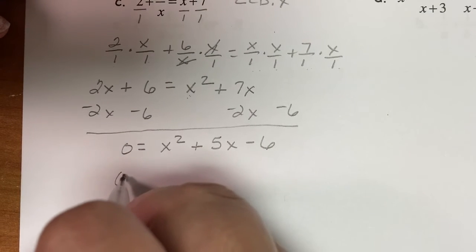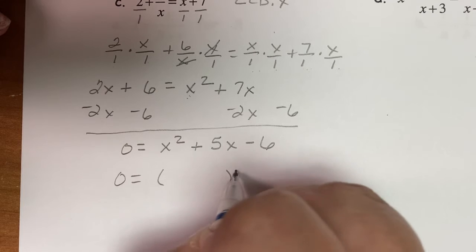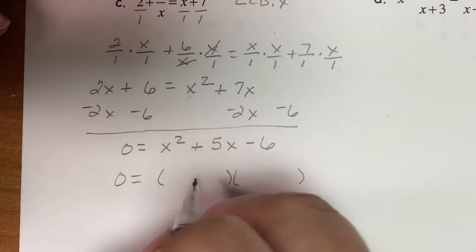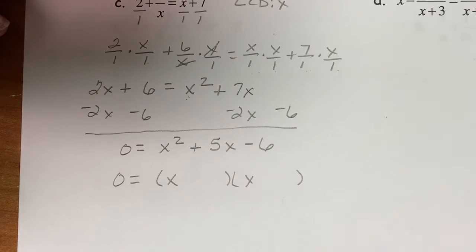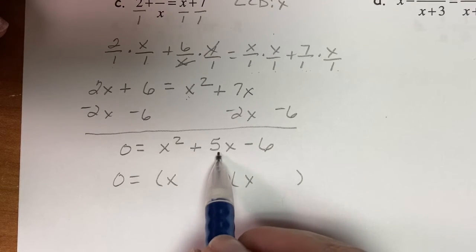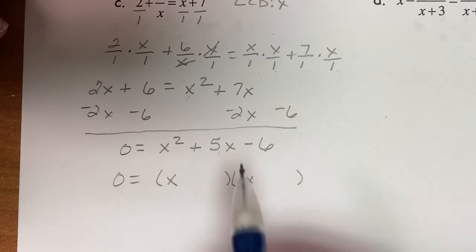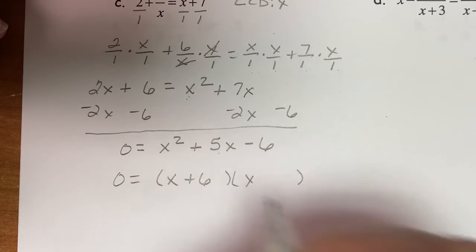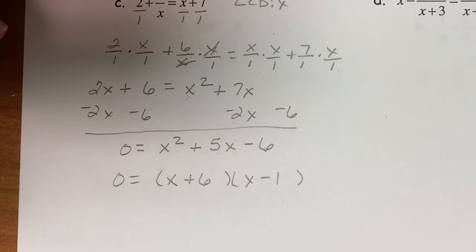Let's go ahead and factor. So it's a trinomial, so we're going to backwards FOIL. We have an x and we have an x. And we need to know what multiplies together to get negative 6 and adds together to get a positive 5. Well, that has to be a positive 6 and a negative 1.